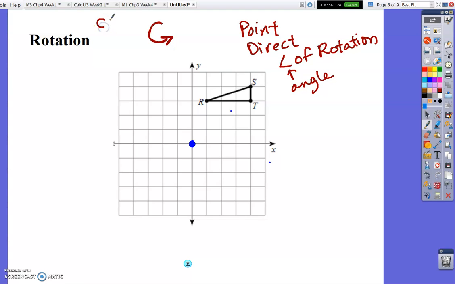So we're going to go counterclockwise, and that's that direction. And let's go ahead and go 90 degrees. That will be our angle. So this is our point, that's our direction, this is our angle. And so we're going to go ahead and move this triangle 90 degrees.